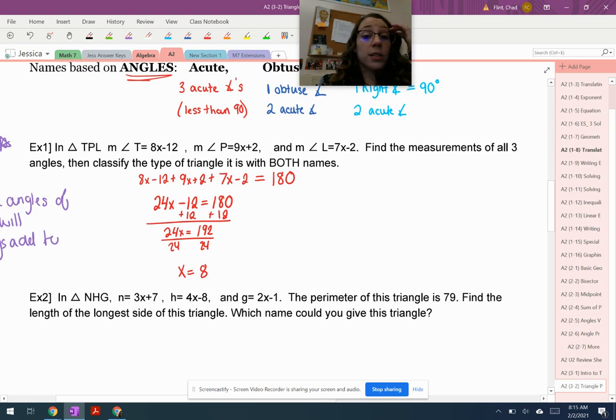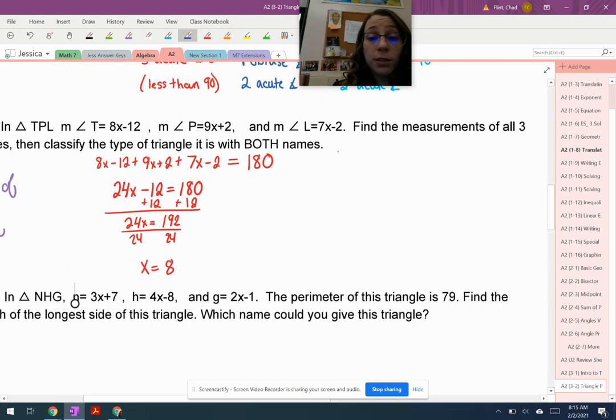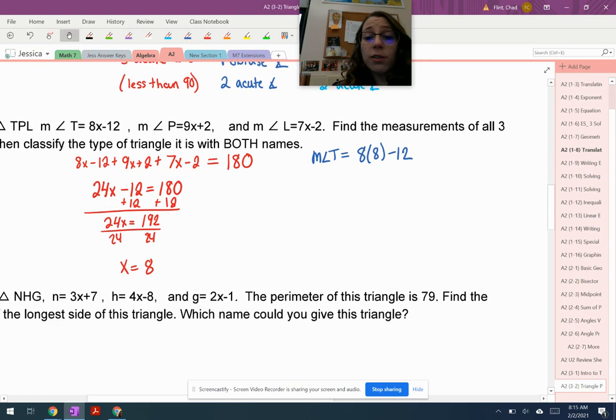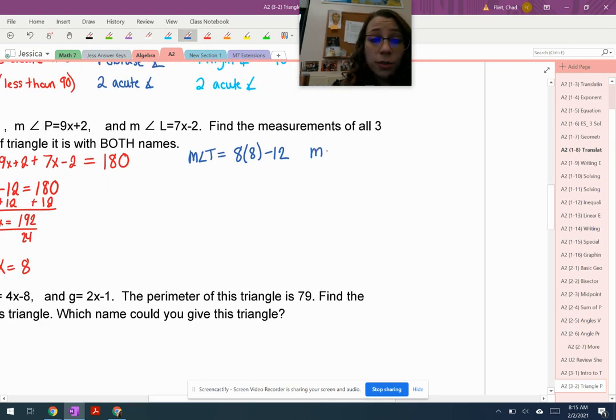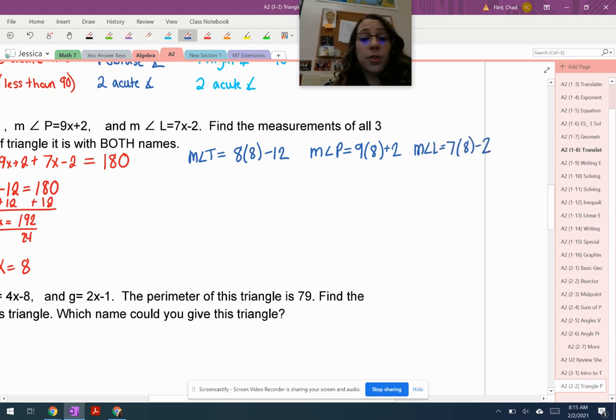So just like our last lesson, our last unit, we found x, but now we need to go back and use that x. The question was asking me to first find the measurement of all three angles, which I have not done. All I did was find x, but I can use that to find the measurements of each of those angles. So the measure of angle T is going to be equal to 8 times x minus 12. The measure of angle P is going to be equal to 9 times x, which is 8, plus 2. And the measure of angle L is going to be equal to 7 times 8 minus 2.